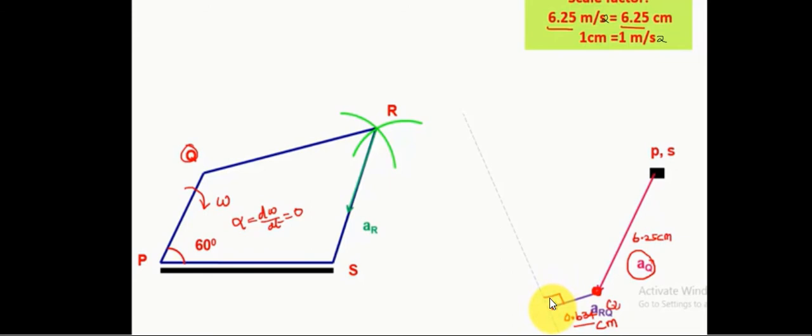But we know it will be perpendicular to this radial component. So draw a perpendicular line from the radial component's end, and that radial component will be 0.63 centimeter. So draw your tangential component direction, that will be AT RQ, but we don't know the length because we don't know yet how much that tangential component is.